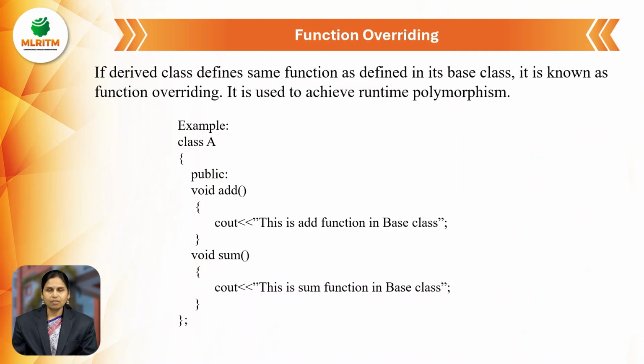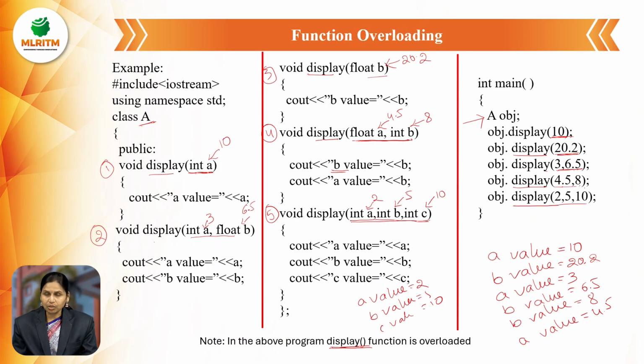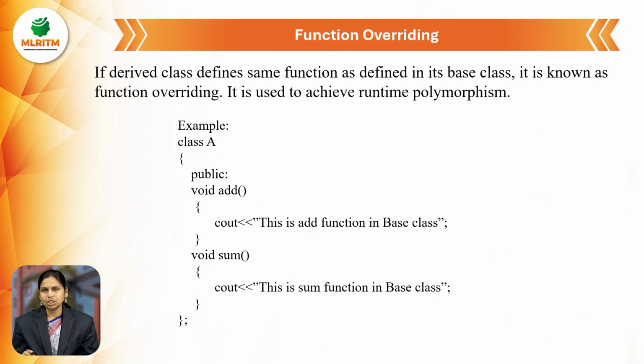The next one is function overriding. In function overloading, it is used to achieve static binding, compile time polymorphism. Next, we can achieve runtime polymorphism, that is also called late binding, by using function overriding. Here function overloading is different, function overriding is different.